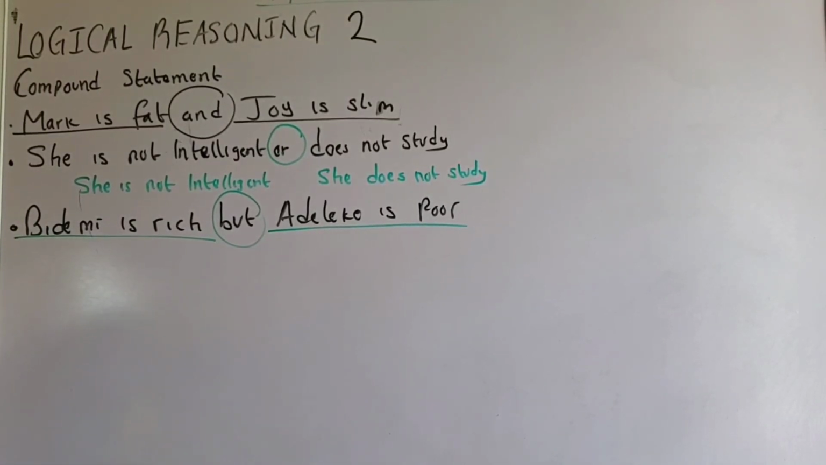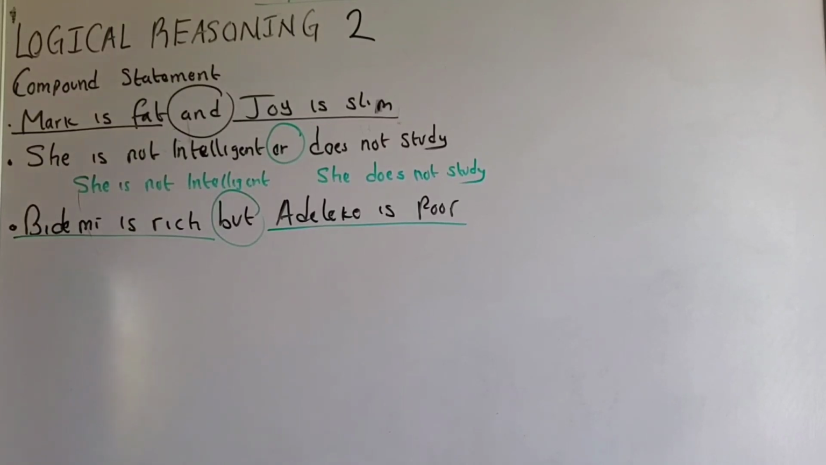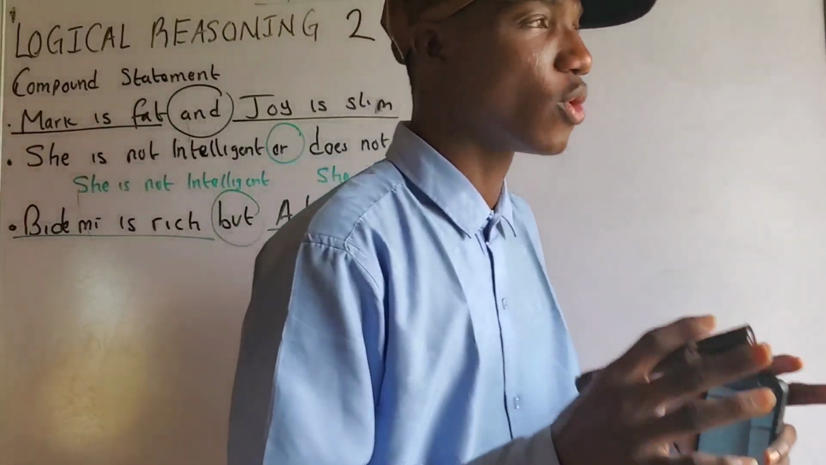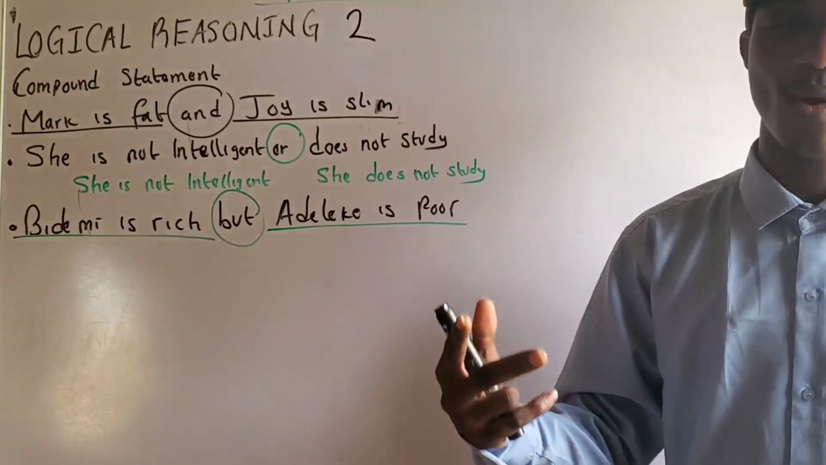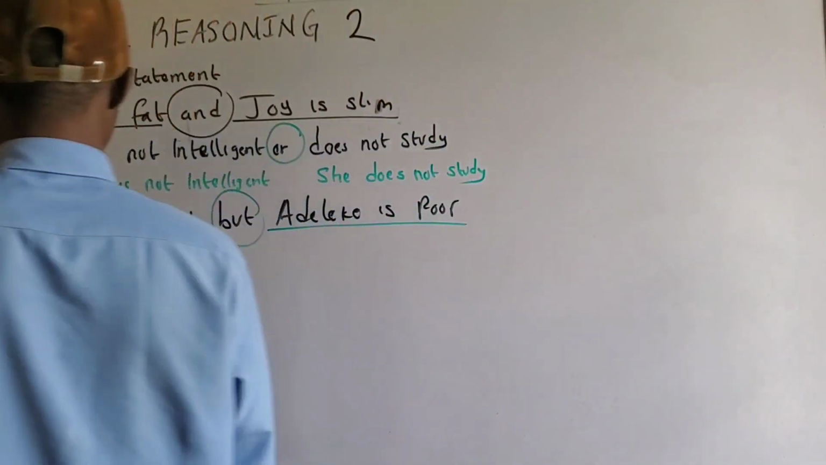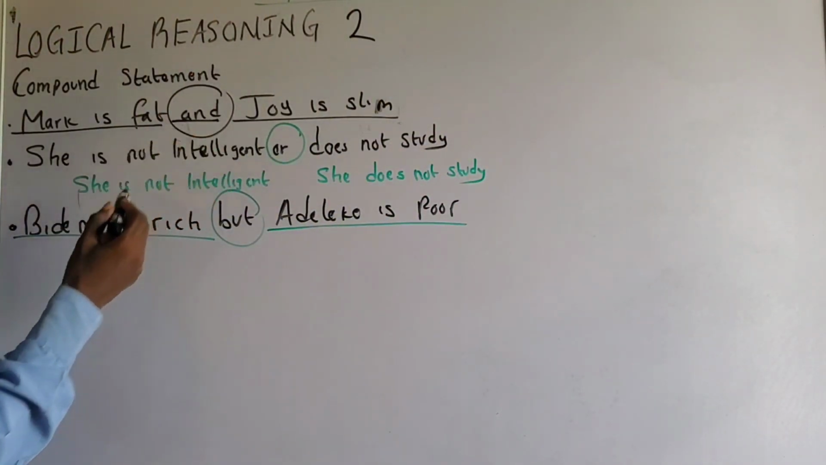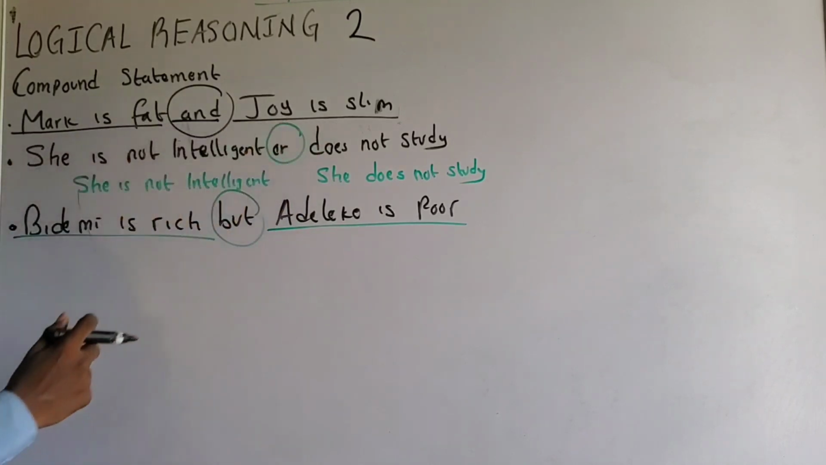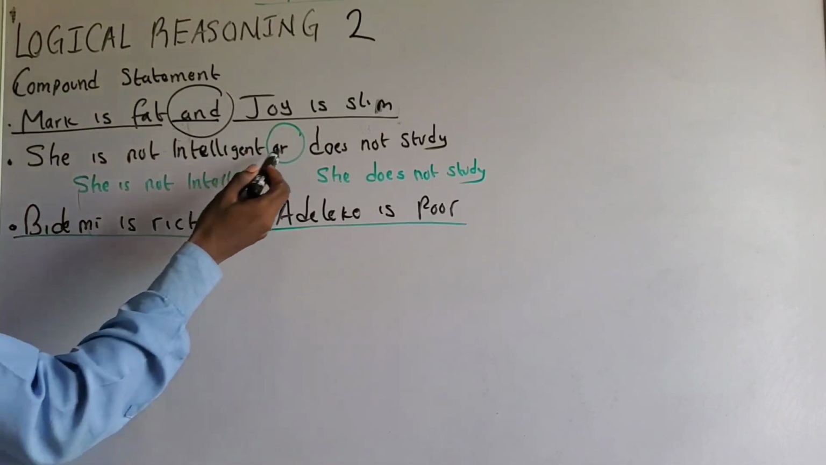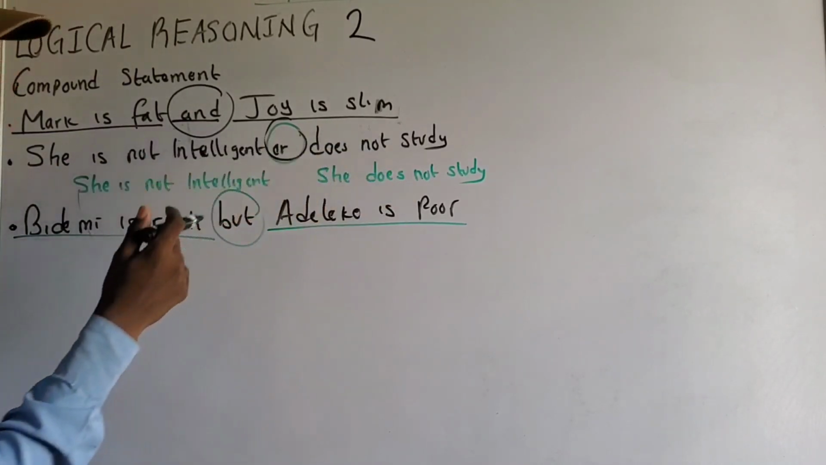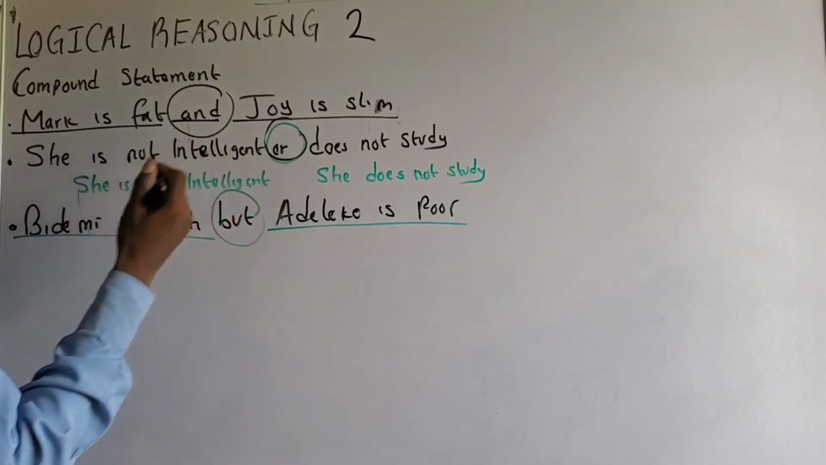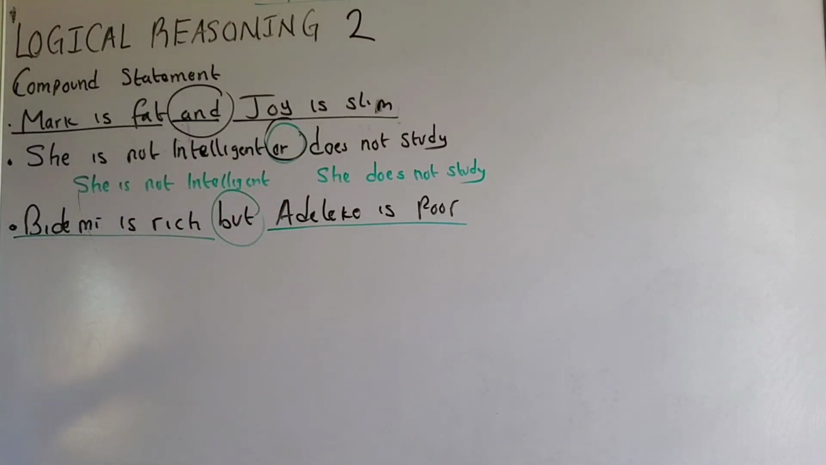Do you understand? Okay, now having understood what is meant by compound statements, let us look at what is meant by connective. In our previous class, I told you connectives are just words that are used to join two simple statements together to form a compound statement. So the connective here is and, because it connects Mark is fat and Joy is slim. The second example, the connective is or, because it connects she is not intelligent and she does not study. So in simple terms, connectives are just words that are used to connect two or more simple statements.